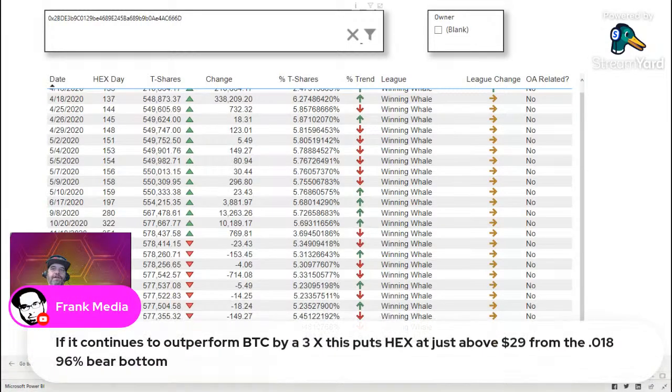Yeah, I can see your point of view. If it goes to $29, $30, I'm good. I'd be happy with that. And we'd be helping a lot of people.